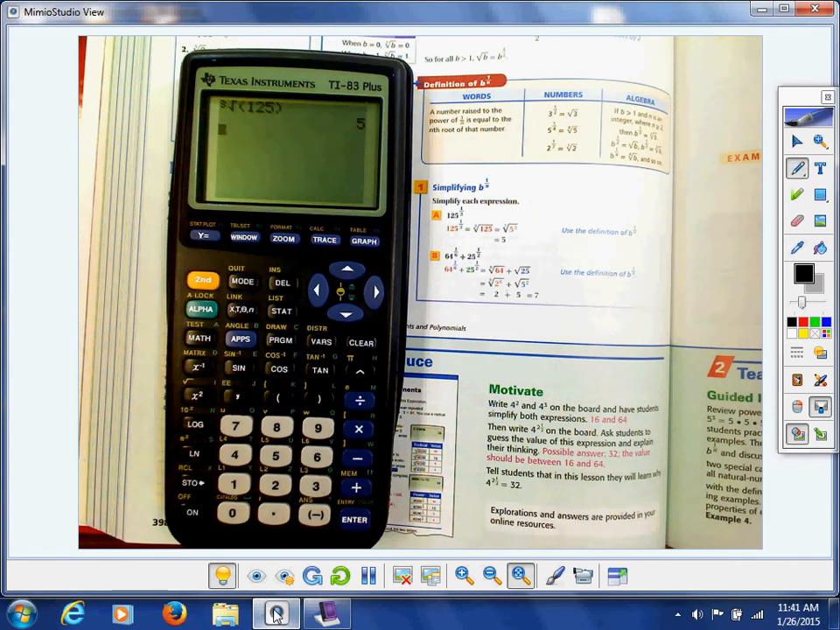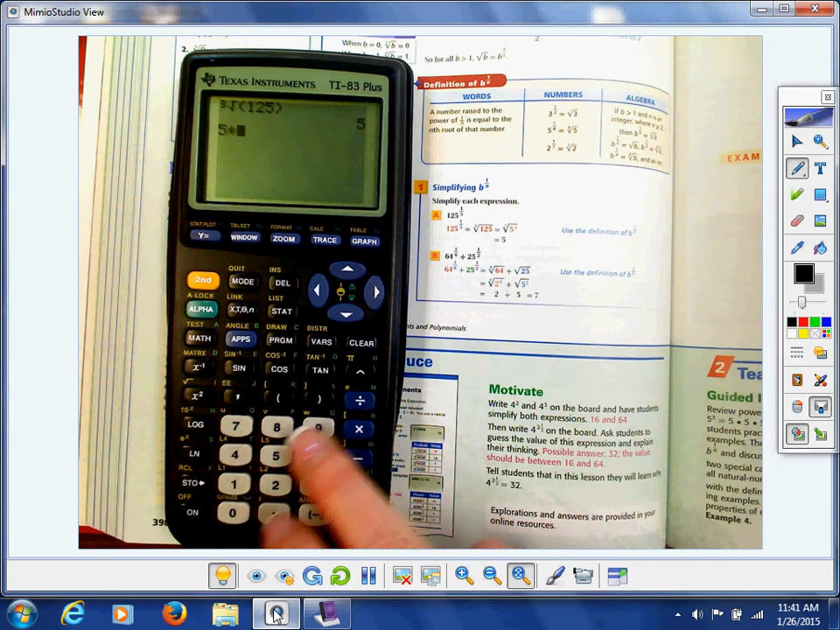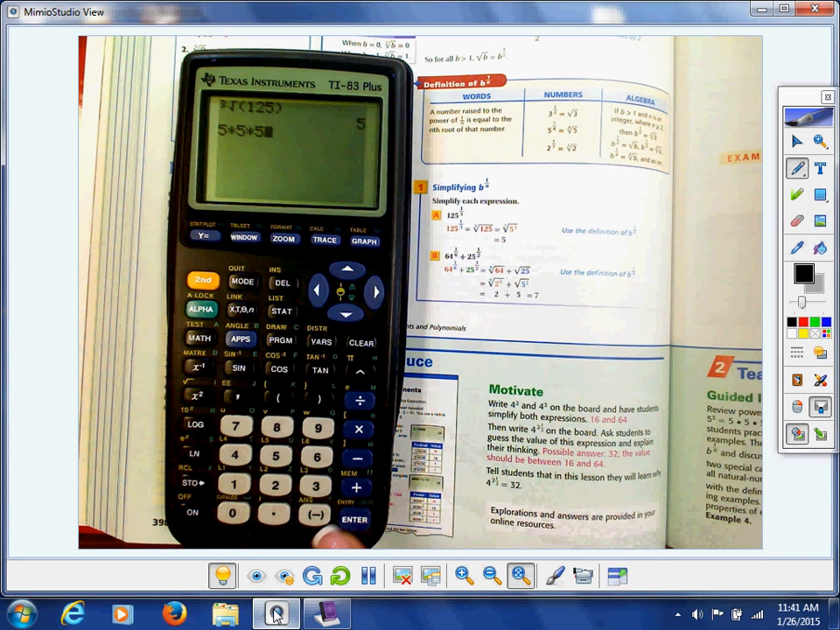Okay, so what it's asking me is what number times itself 3 times will give me 125? And 5 is the answer. 5 times 5 times 5 is 125. So yeah, that's the number that I multiplied by itself 3 times to get 125. So I'm reversing that process and asking, what was the original number that I multiplied by itself 3 times to give me 125? That's what the cube root of 125 is asking.